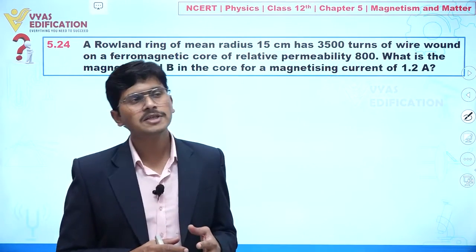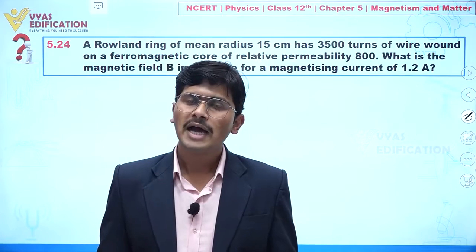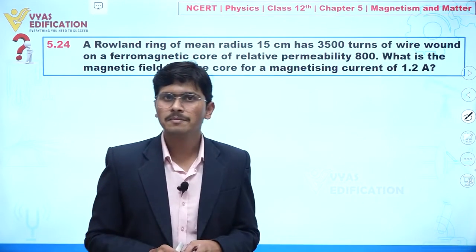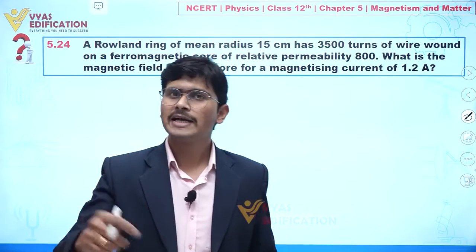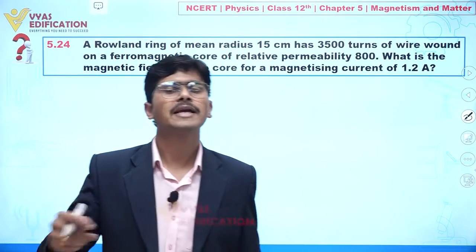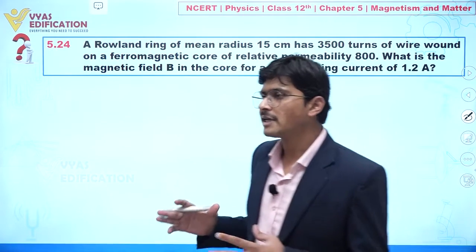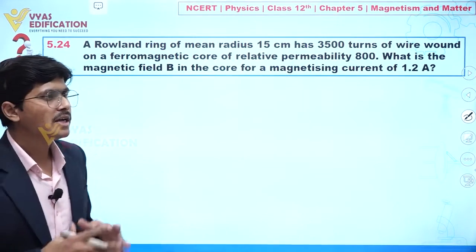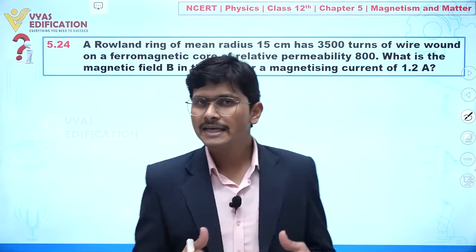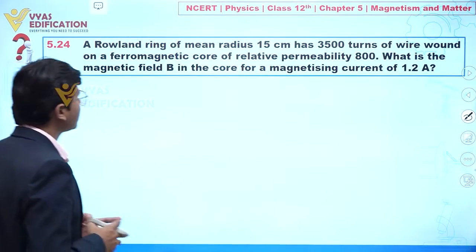Clear? Toroid means, let's suppose we have a core and that core is made up of a magnetic material and we are winding some coil on that magnetic material. Clear? So you can take as a simple example, Rowland ring is an example of a toroid. Now we know in a toroid we have inner radius and outer radius. I think that is clear to you.